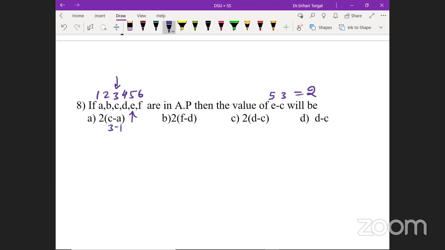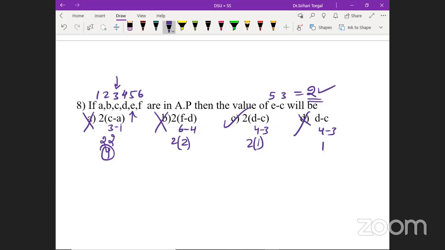3 minus 1. This will be 2, 2 2s are 4. Actually, we have to get 2 here. So option A is not the answer. And F, what is F? It is 6 minus 4. 2 2s are 4. Again, this is not the option. D minus C, 4 minus 3, it is 1 into 2. 2 is the answer. So we have to get 2 as the answer. So option C is the right answer.